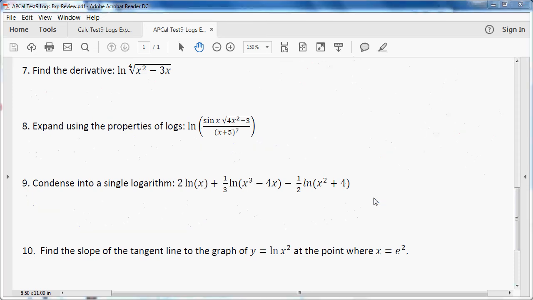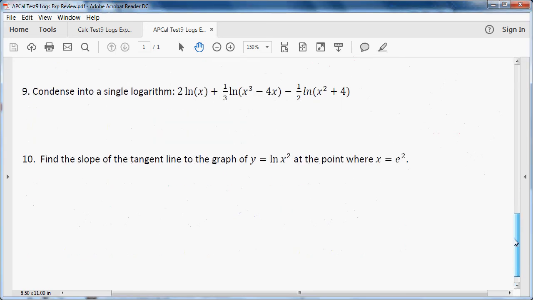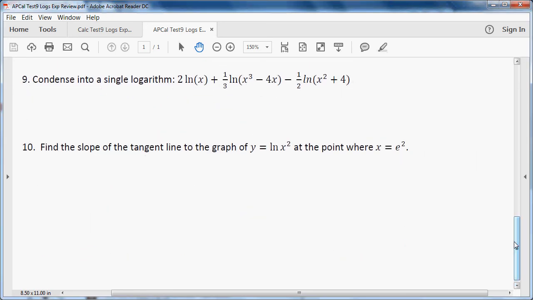Last two, 9 and 10. Number 9, we're using the properties again, but we're moving in the opposite direction. We're condensing them. So first, I got tripped over my tongue. I would do the same two steps we did in number 8, but in the opposite order. So I would first take the coefficients and move them up as exponents. And it's fine to write them as 1/3 and 1/2, or you could write them as a cube root and a square root.